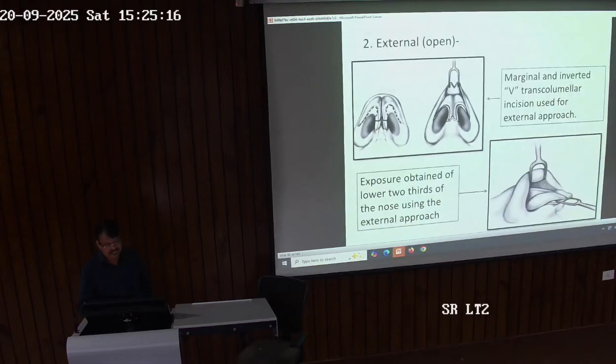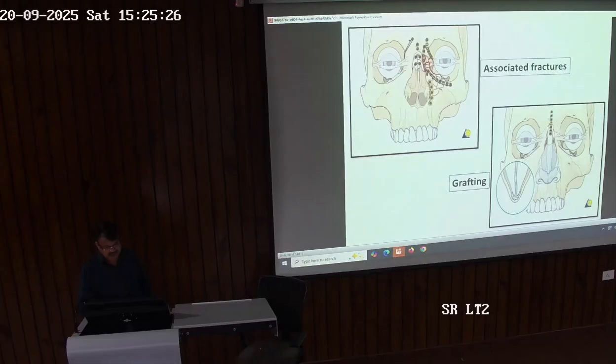These are the various types of incision. This is the external approach. This is a V-shaped incision. These are the different types of fractures of the maxilla, frontal bone, and nasal bone. The plating is done.